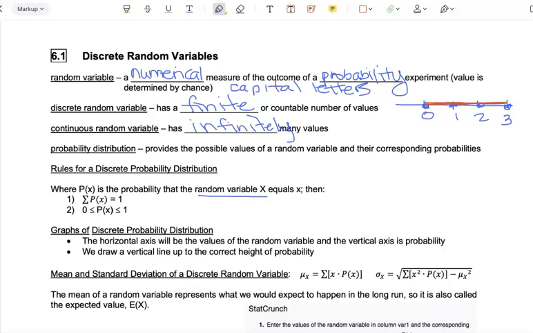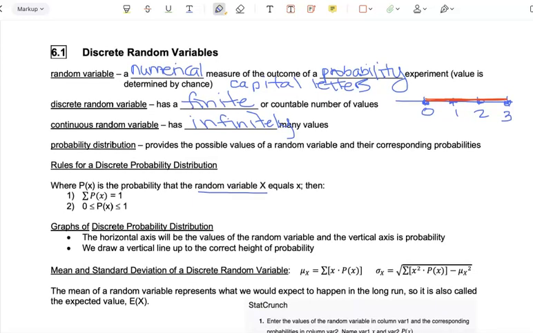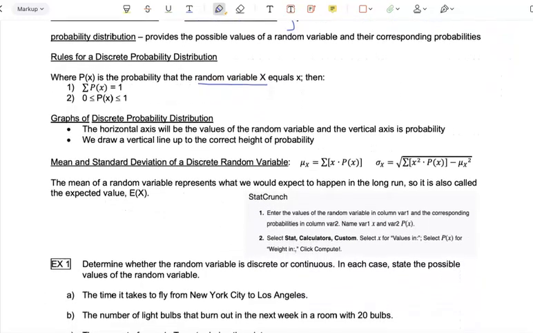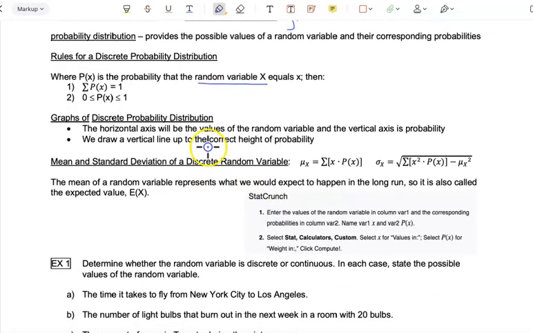We're also going to look at some graphs of discrete probability distributions. Sort of like what you would do with a bar graph, on the horizontal axis you have each of the individual values. But instead of drawing a bar on a discrete probability distribution, we just draw a vertical line, and the y-axis is the probabilities. So we just draw a vertical line up to the appropriate height.